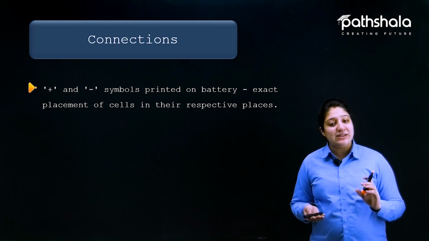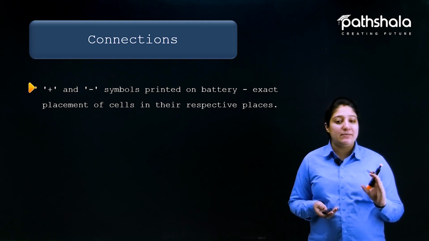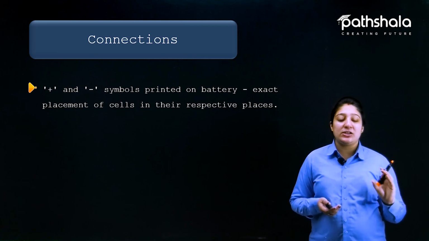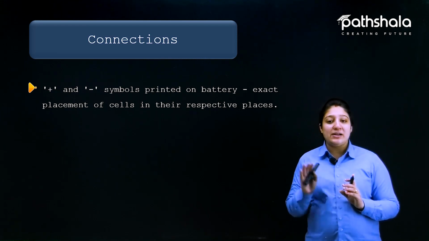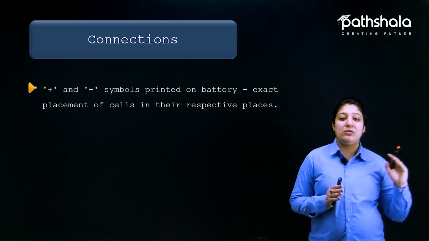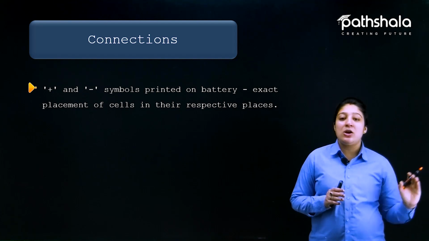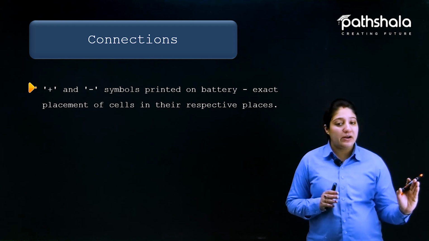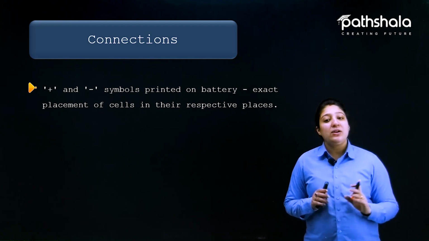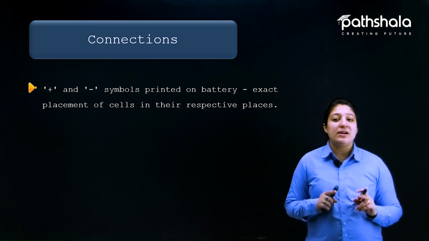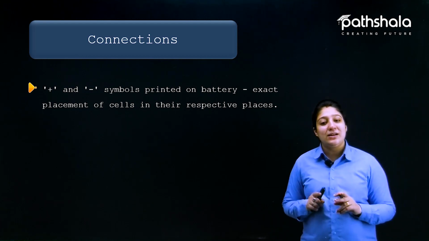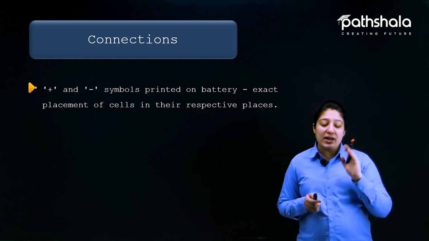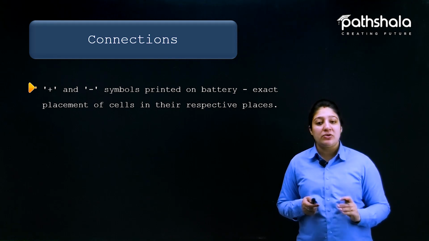Like in our previous slides, we have understood the concept that while making the connection, the positive terminal should be connected to the negative terminal of another cell, or we can say that the positive terminal of one cell needs to be connected to the negative terminal of another cell. Then only there will be a proper connection. Otherwise, the connection won't be proper. So you need to be very careful while making the circuit diagrams.